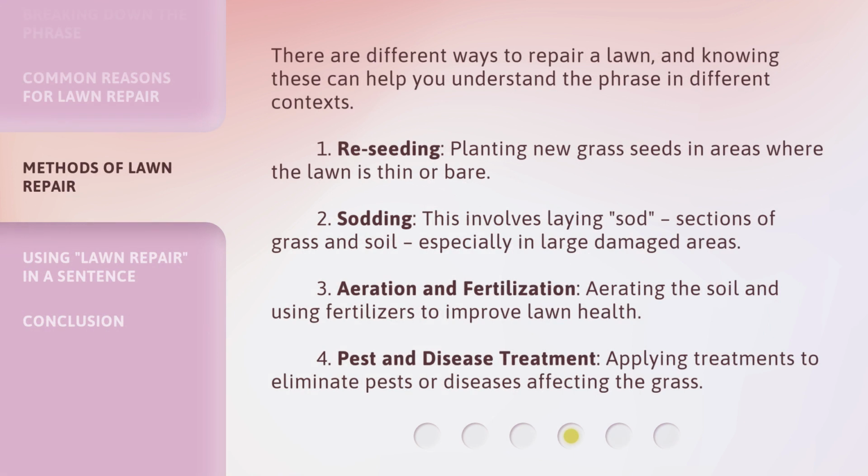There are different ways to repair a lawn, and knowing these can help you understand the phrase in different contexts. 1. Reseeding, planting new grass seeds in areas where the lawn is thin or bare. 2. Sodding. This involves laying sod, sections of grass and soil, especially in large damaged areas. 3. Aeration and fertilization, aerating the soil and using fertilizers to improve lawn health. 4. Pest and disease treatment, applying treatments to eliminate pests or diseases affecting the grass.